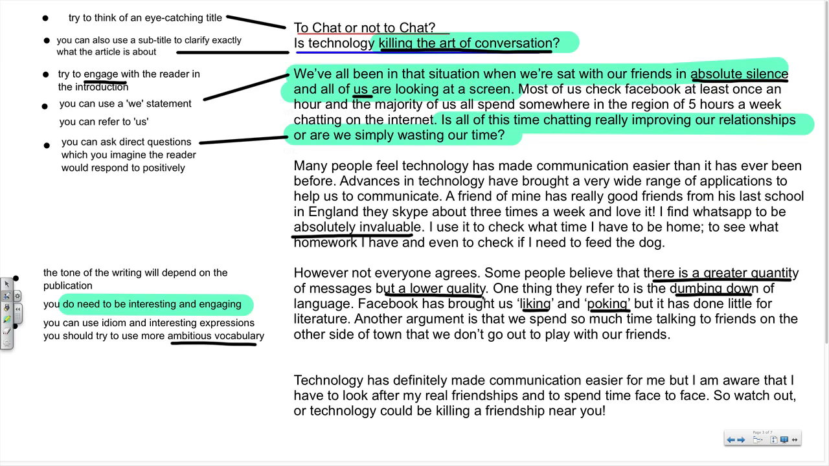Nice fixed expressions. Try not to use too much of the vocabulary that was in the initial question. Try to use your own expressions. Try to use your own vocabulary. Not lift too much from the question. So these are some of the stylistic features of writing an article.